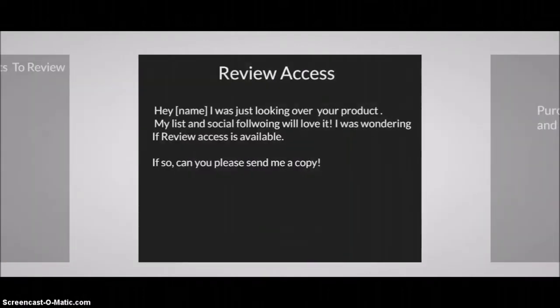So the first way is we're going to request a review access. To do that, we need to go and find a product to promote. So we first need to know our list. You need to know what they respond to best.